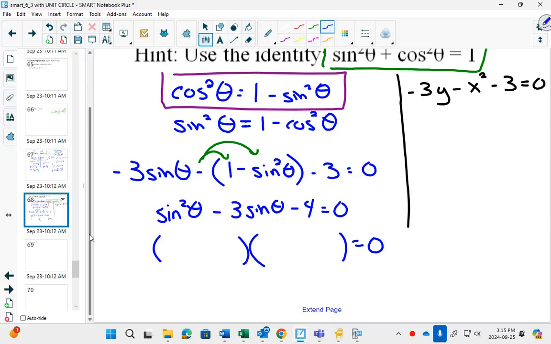First of all, for the first one, really easy that it had to be sine theta and sine theta. Now with the 4, you could choose 2 and 2 or 4 and 1 to multiply to get 4. If I choose 2 and 2, my outside be 2 sine theta, inside 2 sine theta never makes 3. So right away I know it's not going to be 2 and 2.